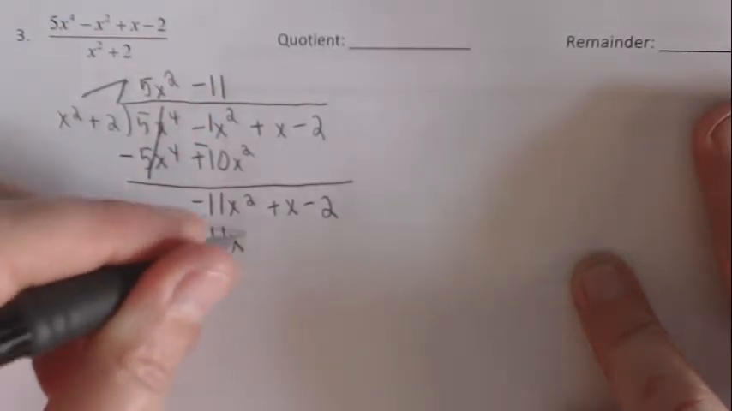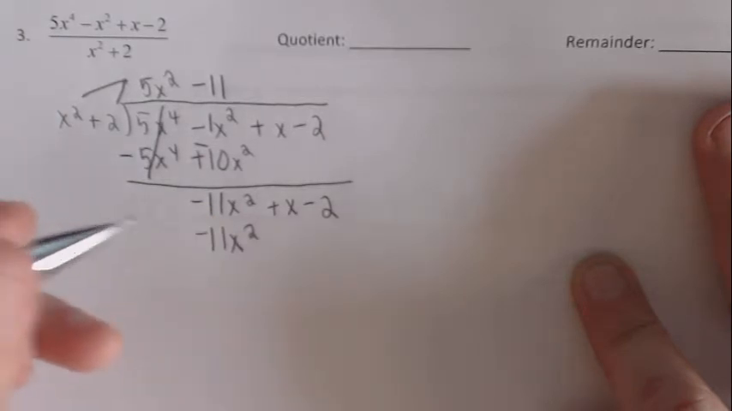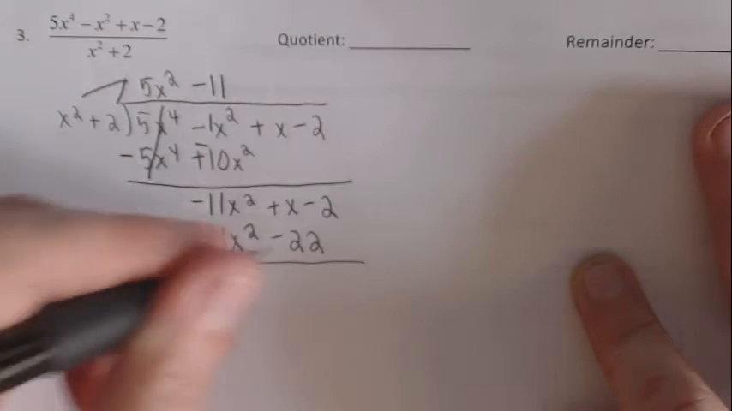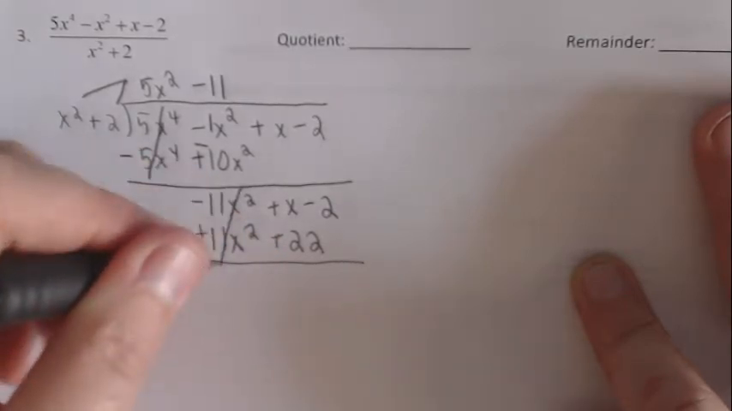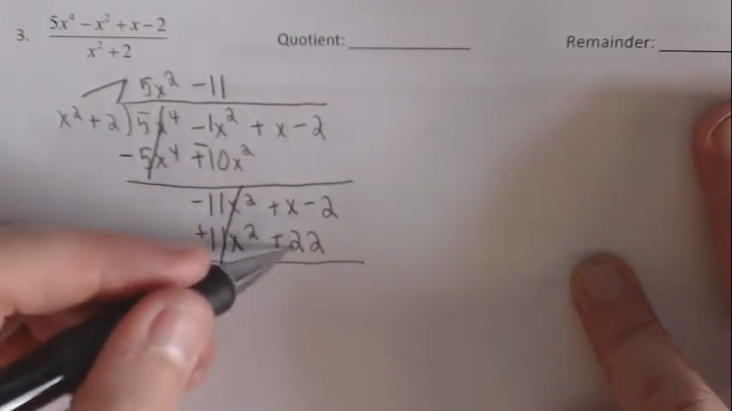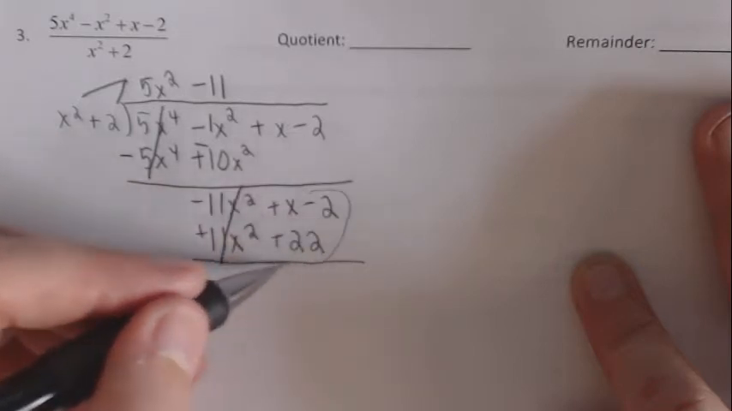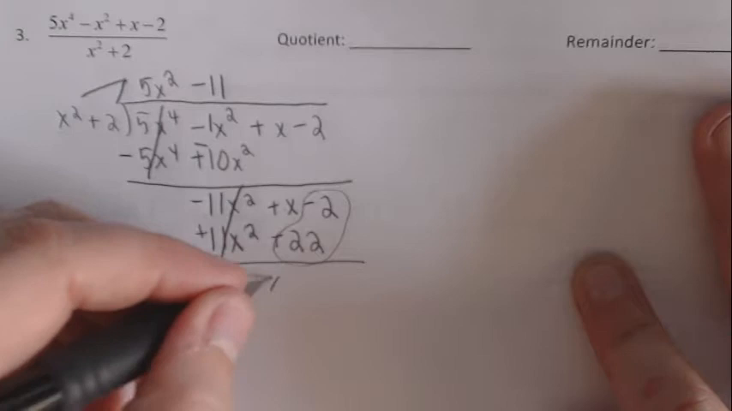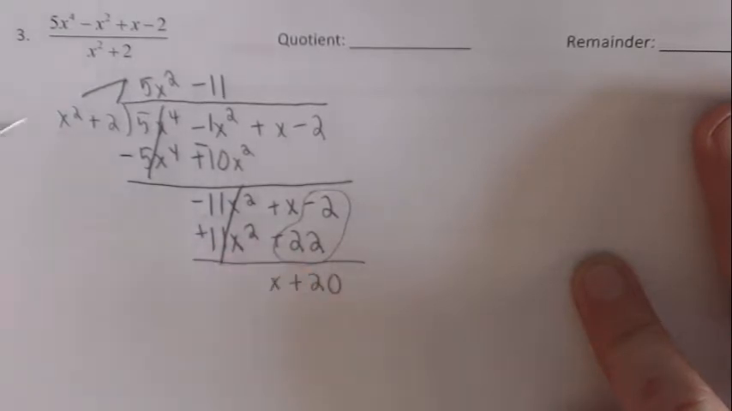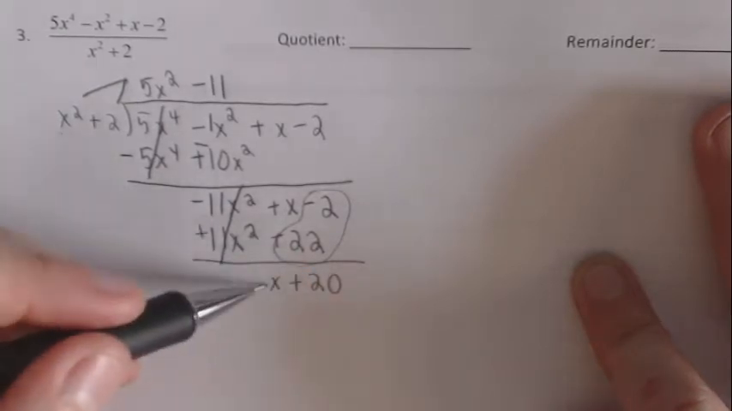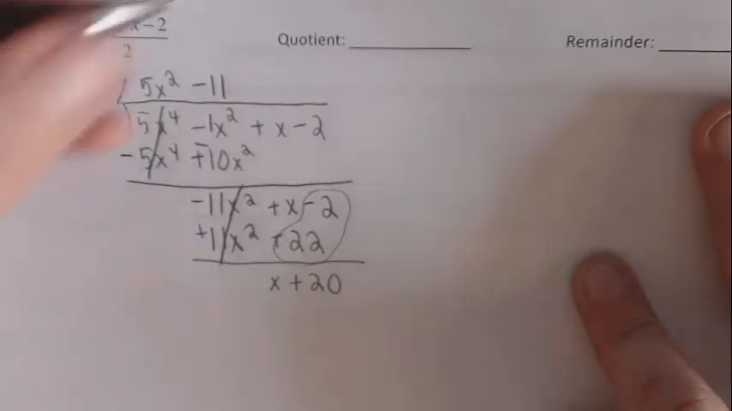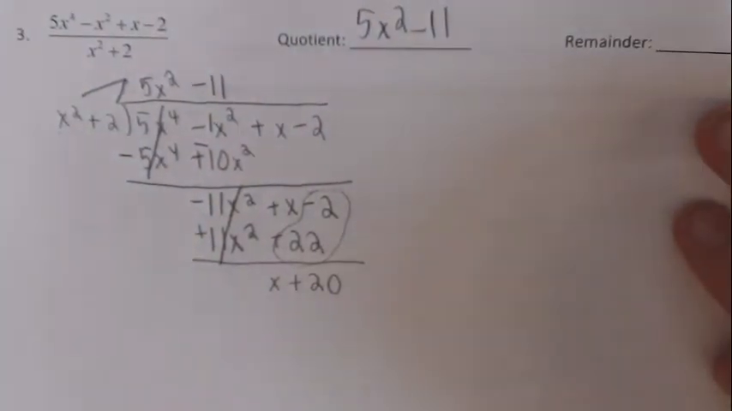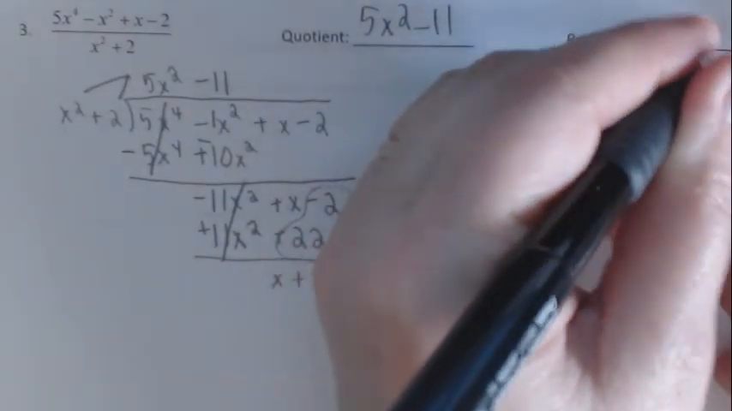Distribute, you get negative 11x squared minus 22. Draw your line, change the sign. They cancel. These are not like terms, so negative 2 and 22 are the like terms. So this is going to leave us with x plus 20. Degree 2 doesn't divide into a degree 1, so that means you're done. So your quotient is 5x squared minus 11, and your remainder is x plus 20.